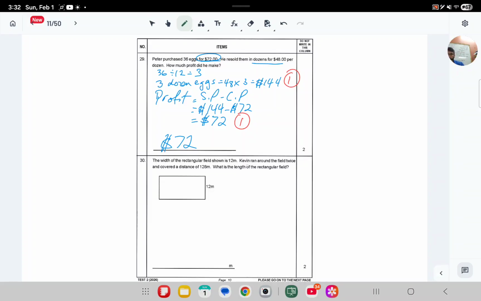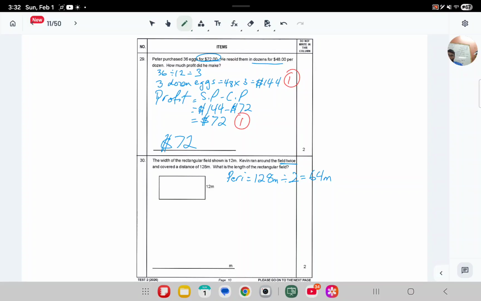Alright, so first we need to calculate what the perimeter is. To calculate the perimeter, we will take the 128 meters and divide it by 2 because we ran around twice. If they said thrice, we would divide by 3 to find it one time. So 128 divided by 2 gives us 64 meters. So we know the perimeter is 64 meters.